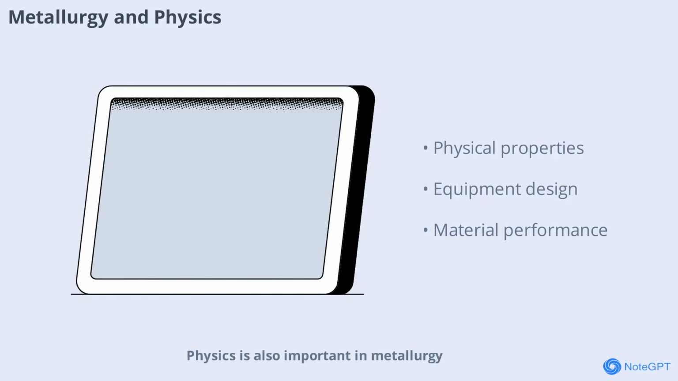Physics is also important in metallurgy, especially in understanding properties like conductivity, malleability, and ductility. Physical principles guide the design of equipment and processes, ensuring optimal performance. Knowledge of physics helps metallurgists develop materials with desired mechanical and electrical properties for various applications.